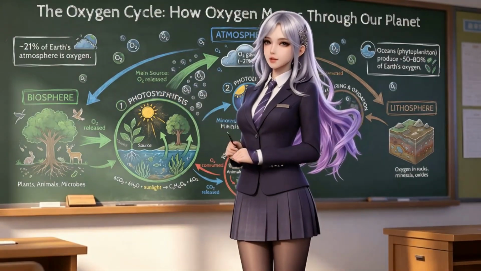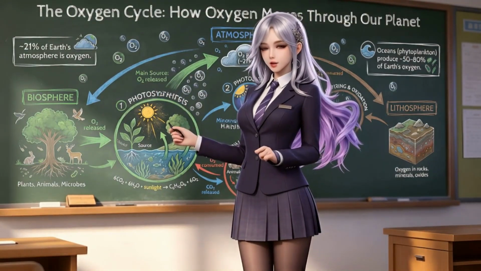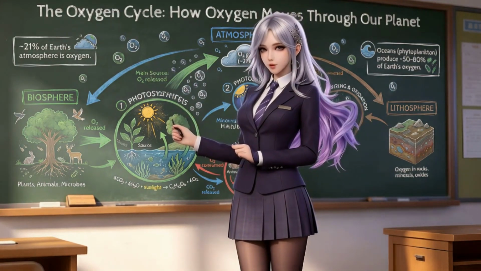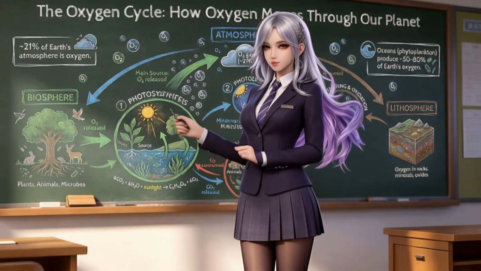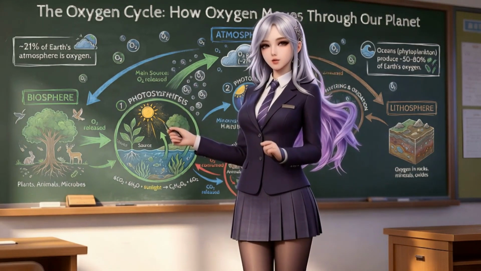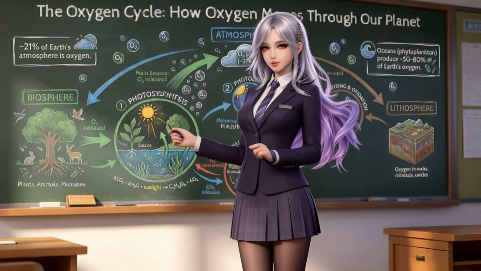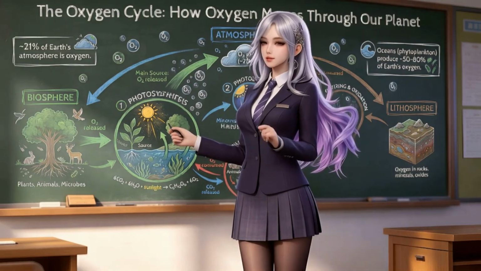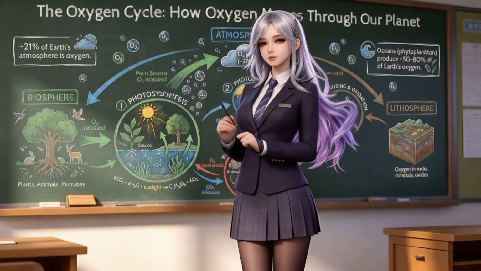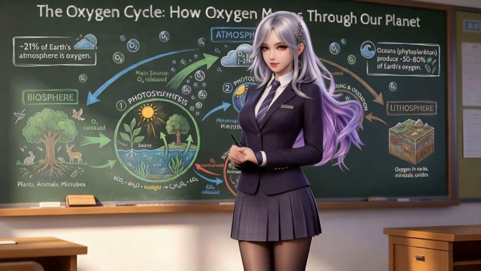As you can see in the infographic, the oxygen cycle shows how oxygen constantly moves between four major reservoirs: the atmosphere, biosphere, hydrosphere, and lithosphere. Oxygen makes up about 21% of our atmosphere, but it doesn't stay still. It is continuously produced and consumed through natural processes.